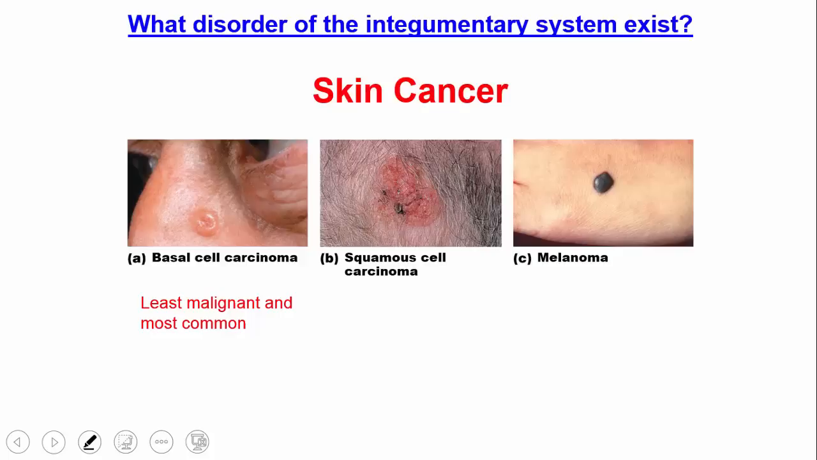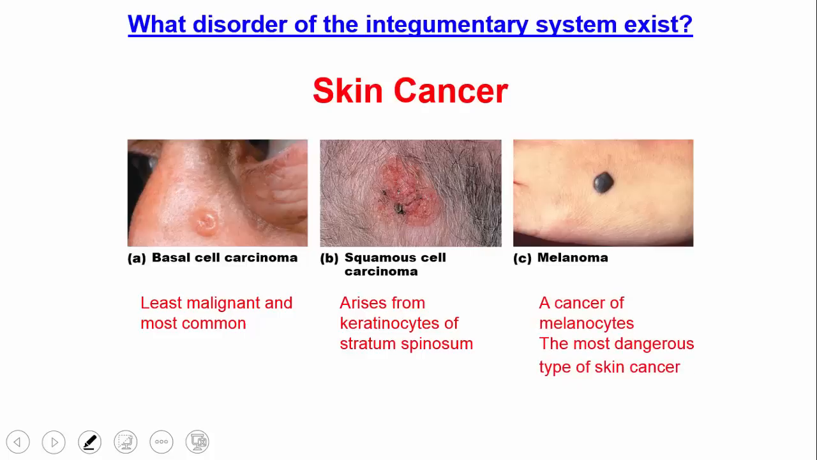The next one is squamous cell carcinoma, and that arises from disorders in the keratinocytes of the stratum spinosum, that layer we talked about before that has that spiky appearance. And then the final one here, which is the most malignant, is melanoma. This is a cancer of the melanocytes, and it's very, very severe. It's something you want to catch very early on and remove as quickly as you can.